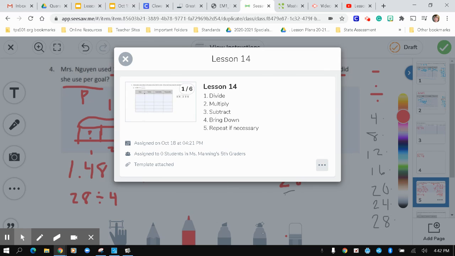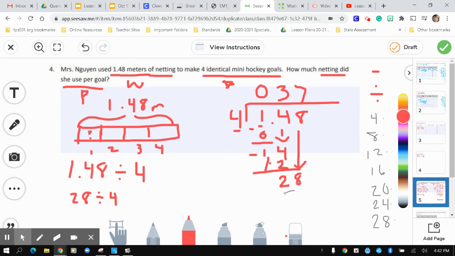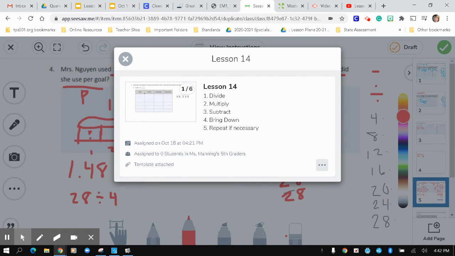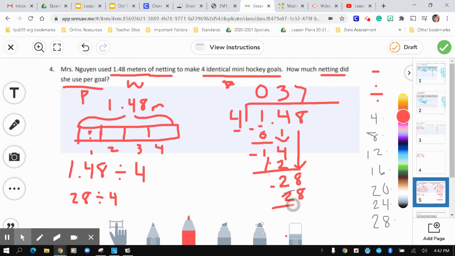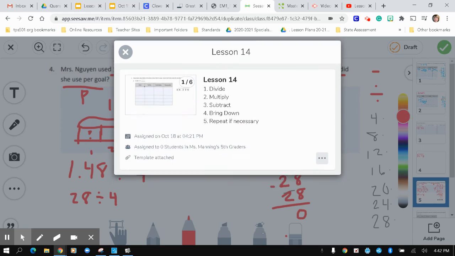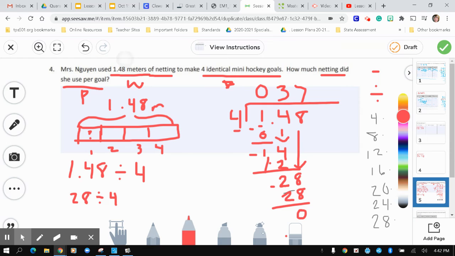Now I'm at step 2, which is to multiply. 7 times 4 is 28. Now I'm at step 3, which is to subtract. 0. Now I'm at step 4, which is to bring down. Well, I have nothing else to bring down. So I've finished the division process, but now I need to remember my decimal, which goes straight above it, and it goes in between the 0 and the 3. So it's important to keep your numbers lined up so that way you can bring your decimal up.